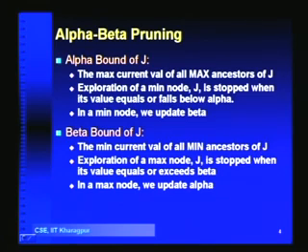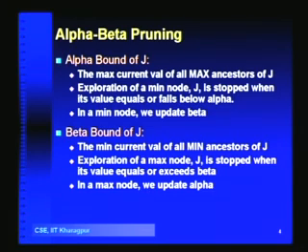and by a similar argument we can say that exploration of a max node j is stopped when its value equals or exceeds beta, and in a max node we update alpha. So, we will continuously keep on updating beta when we are in the min nodes, and we will keep on updating alpha as we are exploring a max node. Is this all right?